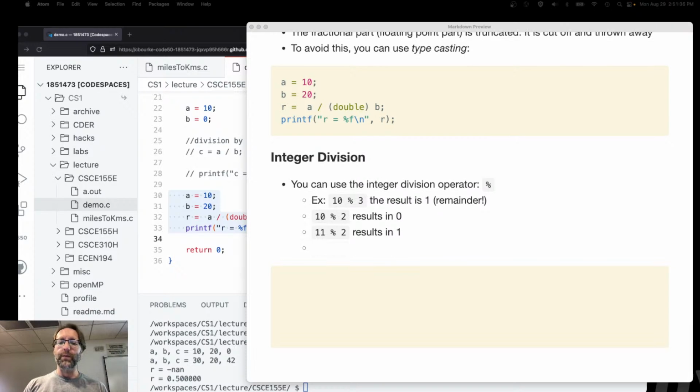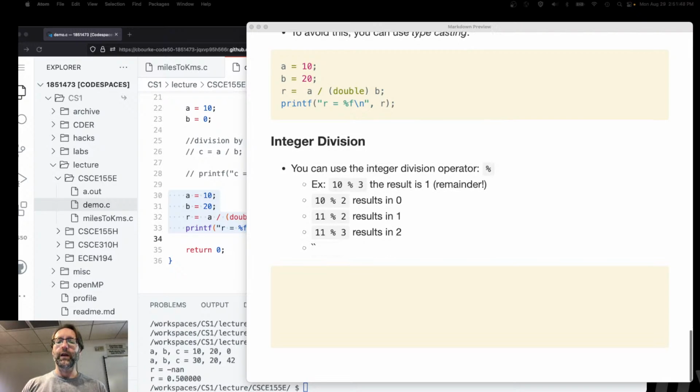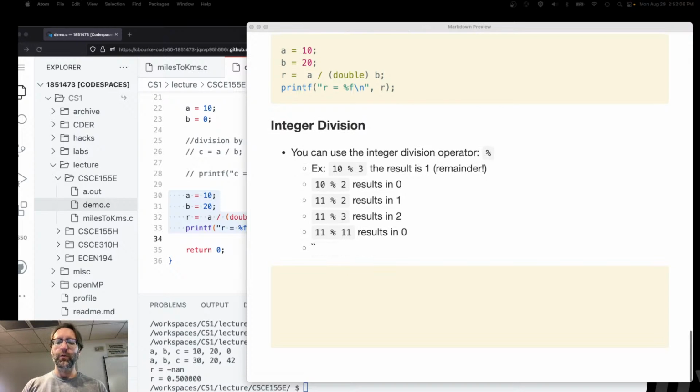Some other examples other than just modding out by 2. What about, say, 11 divided by 3? Results in 3 goes into 11 how many times? 3, with a remainder of 2. And 11 mod 11 results in 11 goes into 11 one time with a remainder of 0. Right? Okay. One more. 20 mod 11. Results in 11 goes into 20 one time with a remainder of 9. Right? Okay.